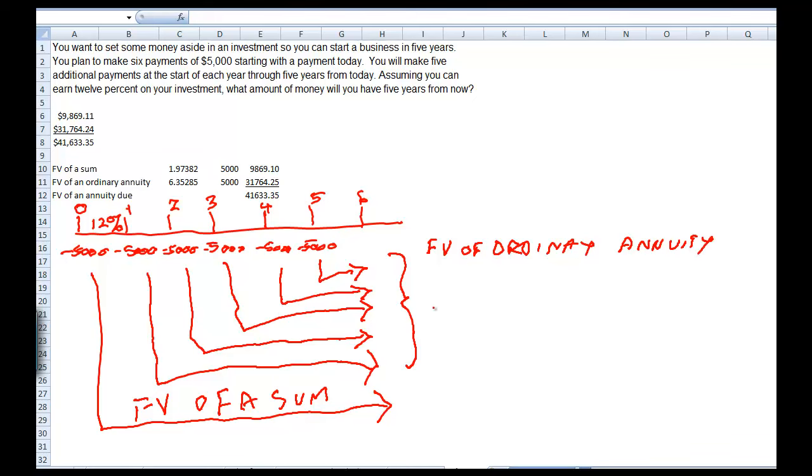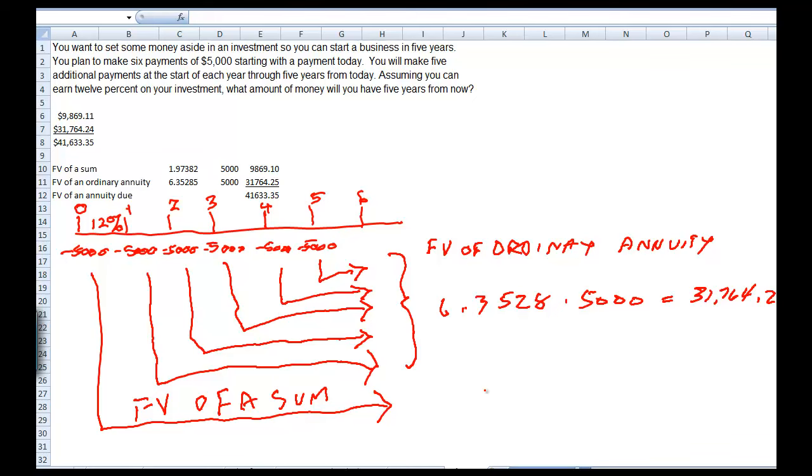Okay, and so our factor for this part here was our future value factor, the 6.35285, and we had times 5 payments. So that was our $31,764.25.